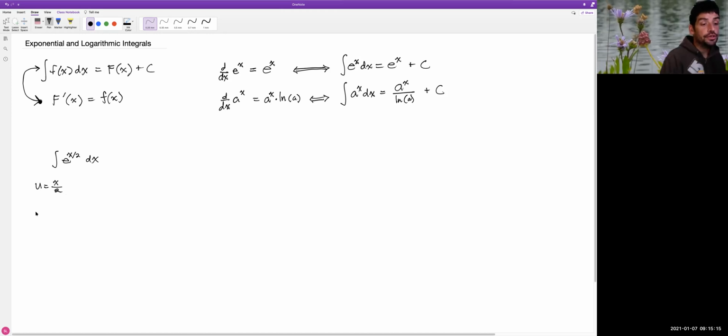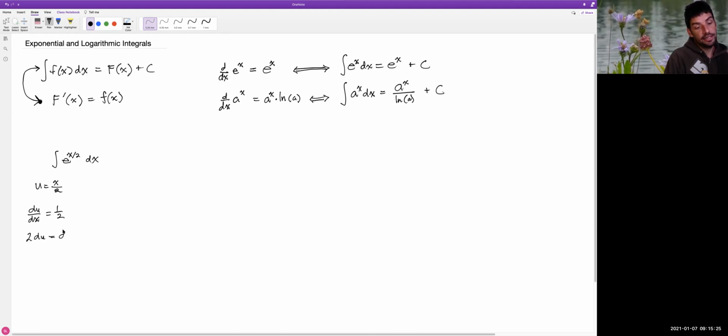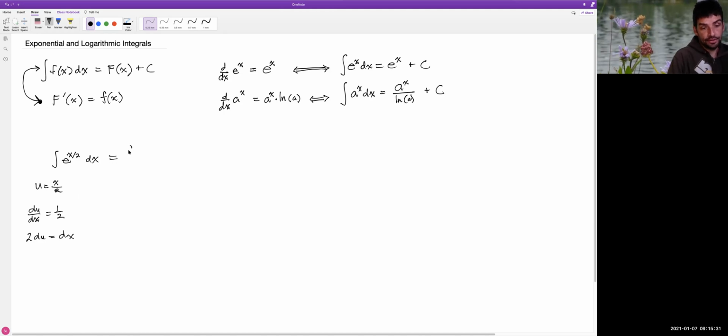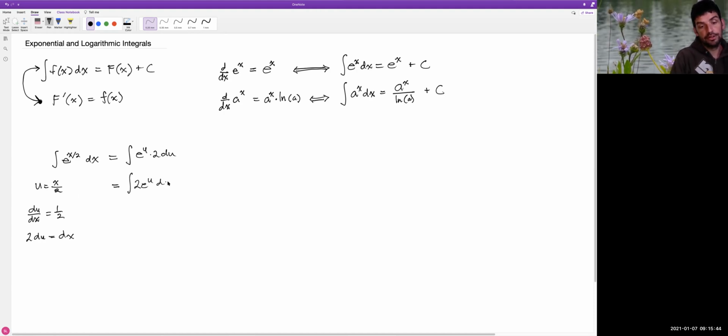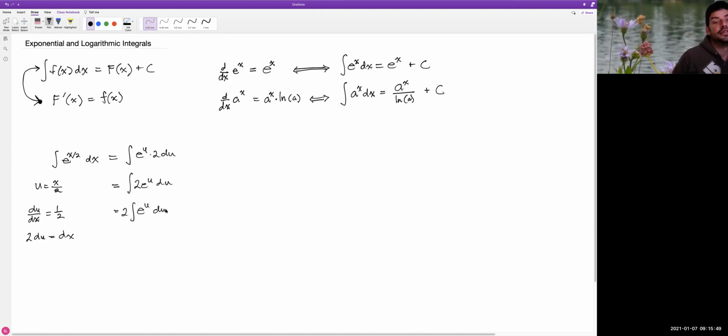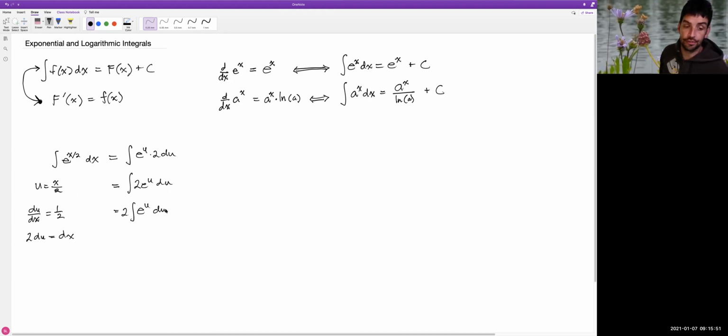If I let u equal x over 2, so that du dx is 1/2, or I can rearrange this conveniently to write dx equals 2 du. With that substitution, I get e to the u times 2 du. I can use properties of multiplication. This multiplication commutes. And then properties of integrals tell me that I can slide that constant out front.